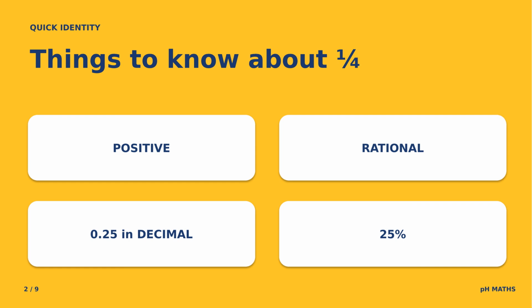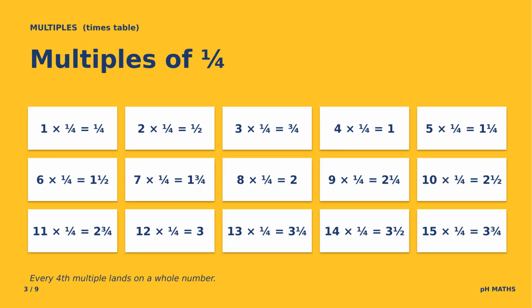Quick identity check. A quarter is positive. A quarter is rational. As a decimal, it's 0.25, terminating, tidy, and as a percentage, it's 25%. 4 quarters make a whole. A quarter plus 3/4 equals 1. Easy to convert, easy to scale, easy to spot inside any data or probability question. The quarter is the cleanest small fraction you've got after the half.